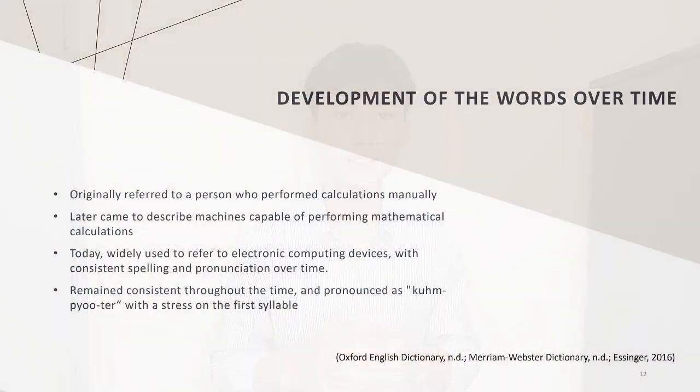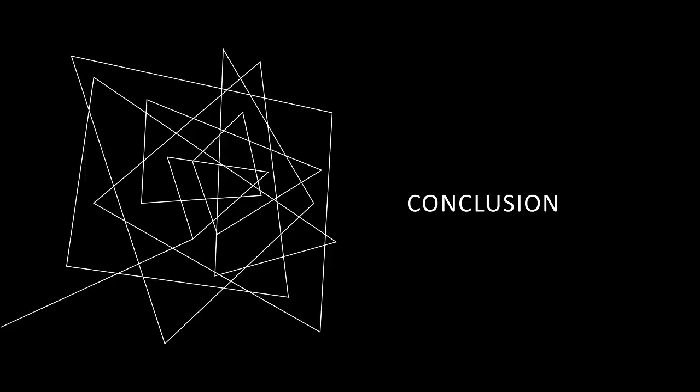Computers can be found in a wide range, from personal computers to supercomputers that are used in data analysis and science research. In terms of the spelling and pronunciation, the word computer has remained relatively consistent over time. Its spelling has not undergone any significant changes, and its pronunciation typically places the stress on the first syllable.